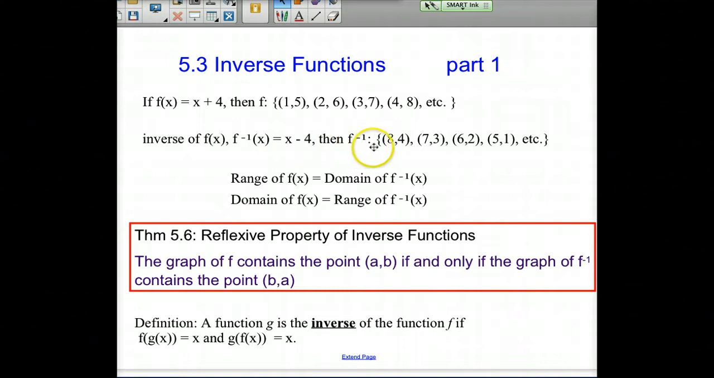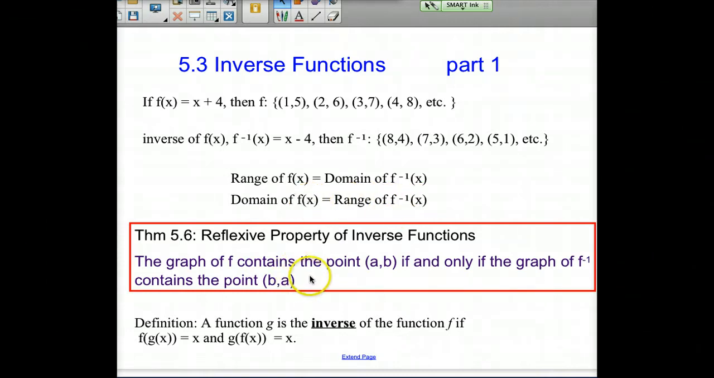So the ordered pairs that would be in the inverse function would be 8, 4. See how that corresponds to 4, 8. 7, 3 corresponds to 3, 7. 6, 2 is from 2, 6, and 5, 1, and 1, 5. So notice that the range, the y values of the original function, are the x values in the inverse. That's the domain of the inverse. And the domain of the original function is the range of the inverse.